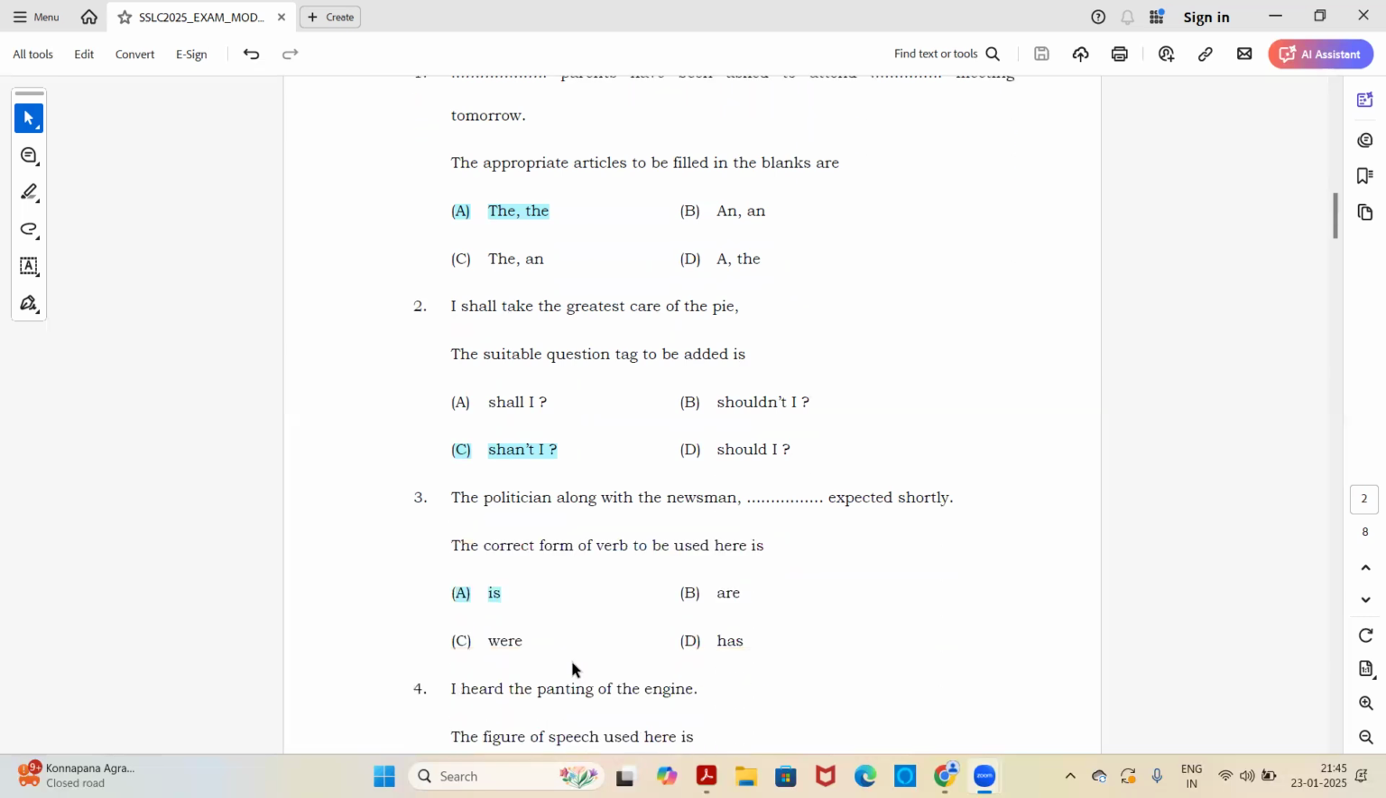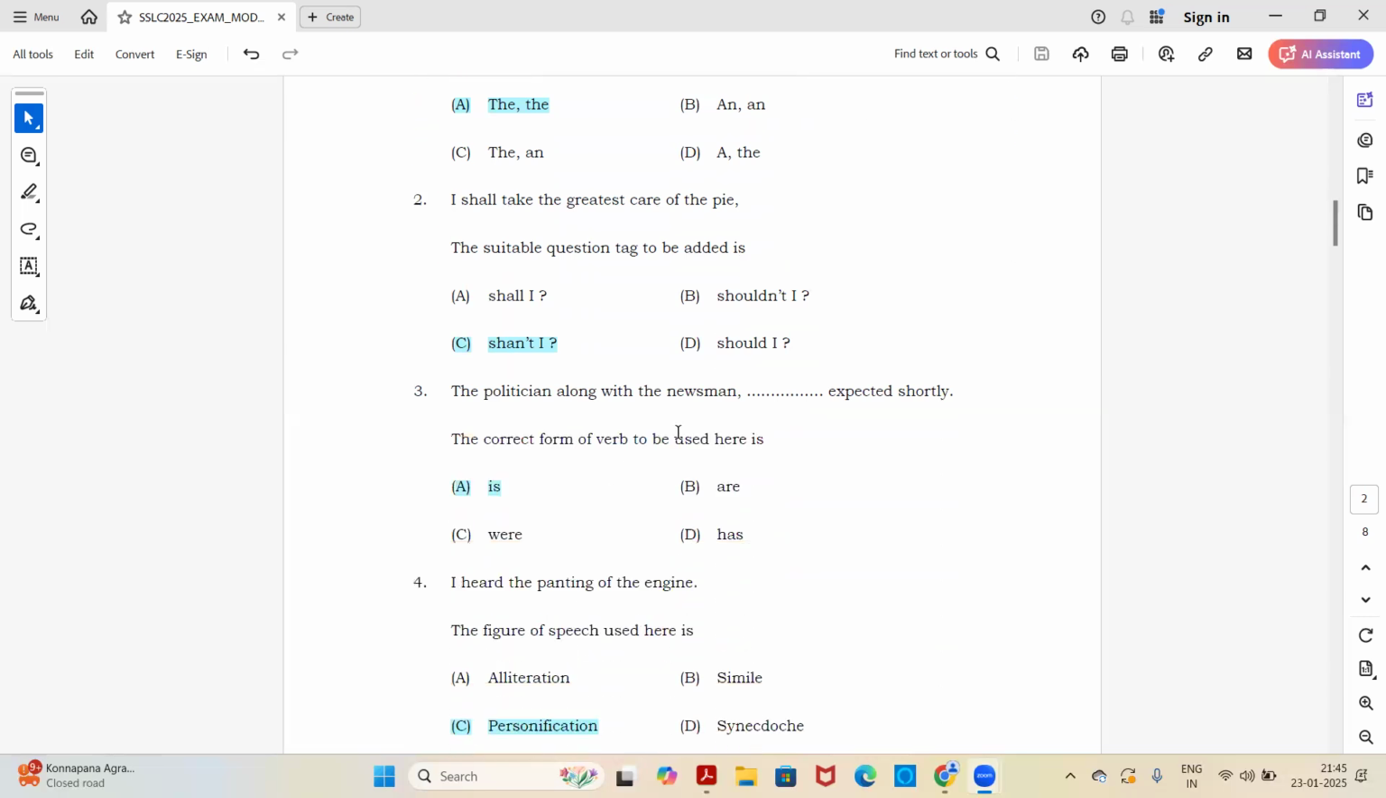Now third question: the politician along with the newsman dash expected shortly. The correct form of verb to be used here is option A, because we need to check the subject of the sentence. The subject is the politician, which is singular. So of course you need to use the singular form of the verb, that is. Okay, so that's why A is the right answer.